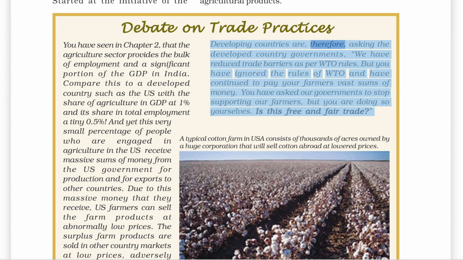Developing countries are, therefore, asking the developed country governments, we have reduced trade barriers as per WTO rules. But you have ignored the rules of WTO and have continued to pay your farmers vast sums of money. You have asked our governments to stop supporting our farmers, but you are doing so yourselves. Is this free and fair trade?